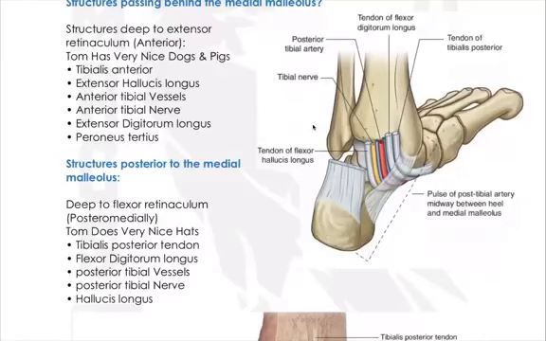One thing. What are the structures passing behind the medial malleolus? So first of all, via the picture, you can see the tendon of the tibialis posterior. Then the flexor digitorum longus. This one. Then the posterior tibial vessels. Then the posterior tibial nerve, and then the flexor hallucis longus.